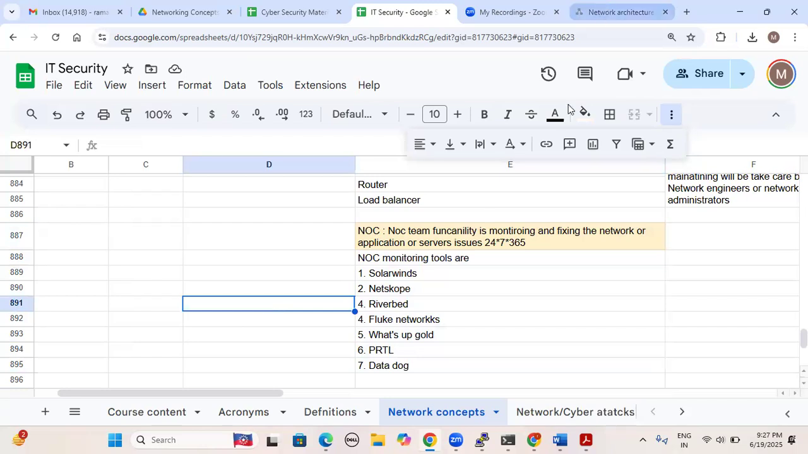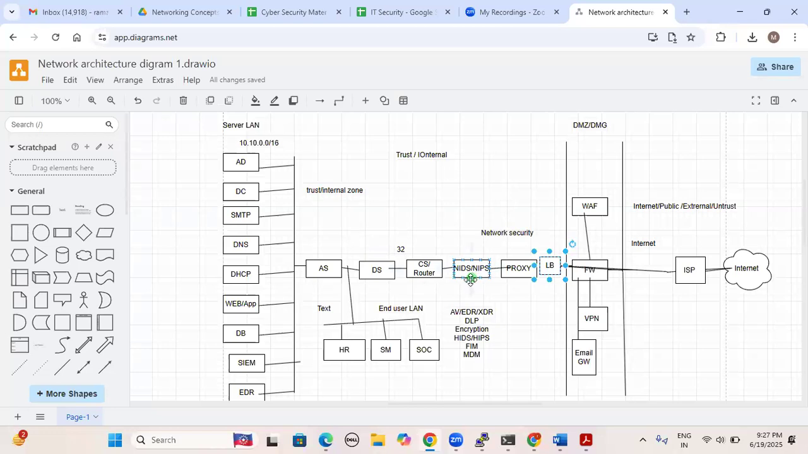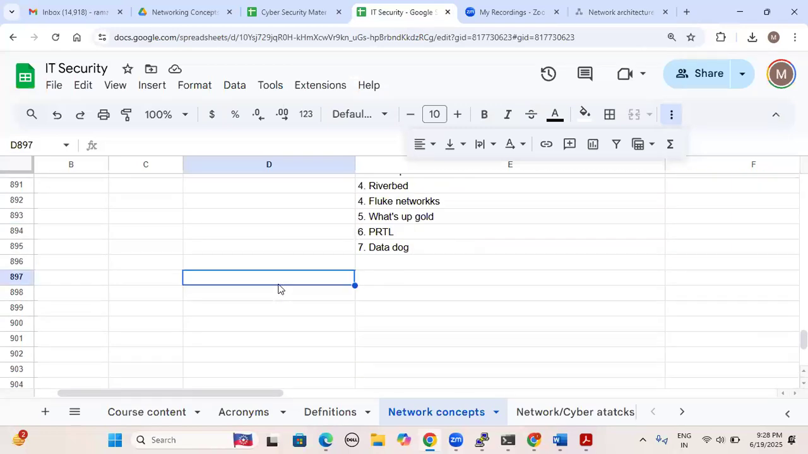Let's go back to our diagram now. Once we move to the next one, we do have NIDS, NIPS, proxy. And the load balancer we already discussed. It will do the balancing of the load. And next one is firewall. NIDS, NIPS, proxy, and firewall. So these devices we can call network security domains or network security solutions. Firewall, proxy, network IDS, network IPS. These solutions fall under perimeter security or network security.